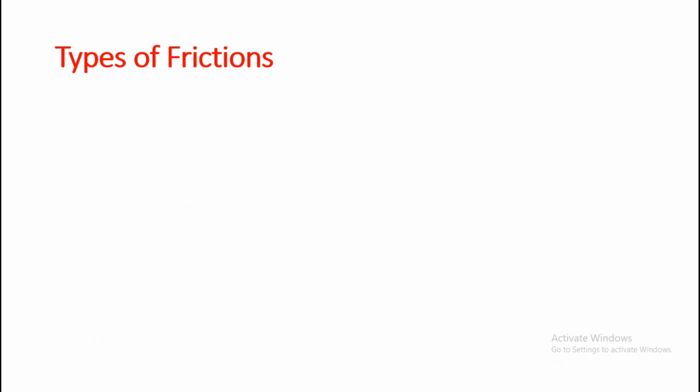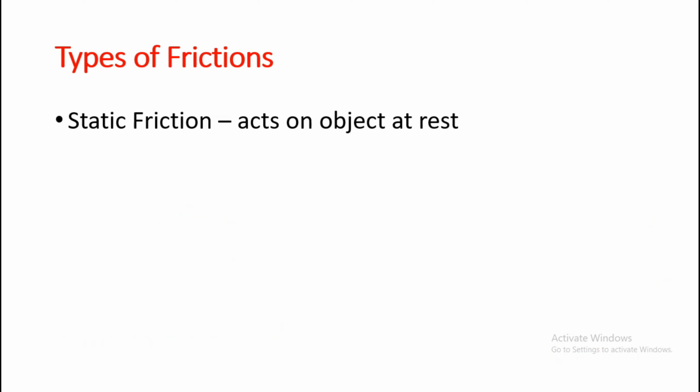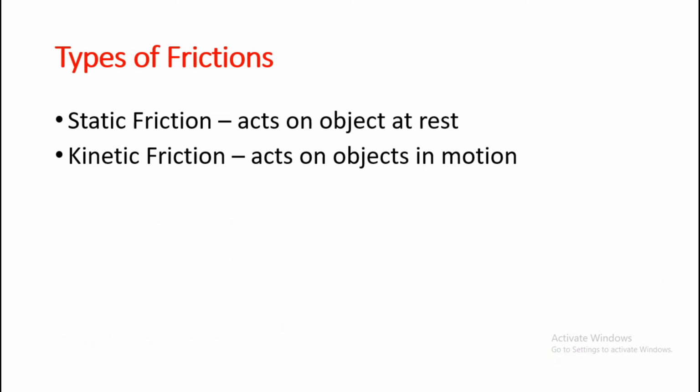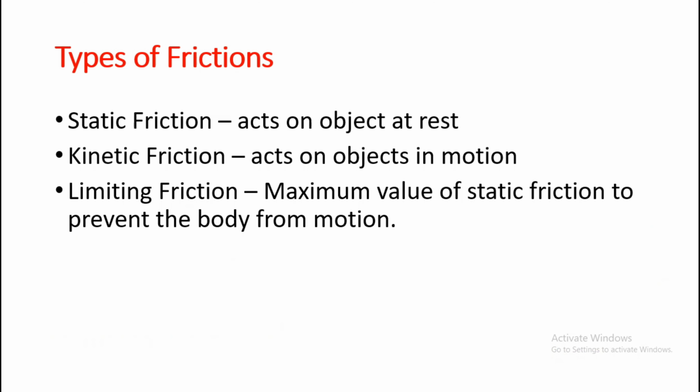There are different types of friction. Static friction. This type of friction is acting on bodies at rest. Why is it acting on bodies at rest? In order to prevent the bodies from motion. Kinetic friction acts on moving objects in order to stop them. Limiting friction is the maximum value of static friction to prevent the body from motion.